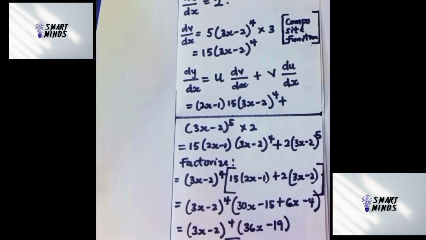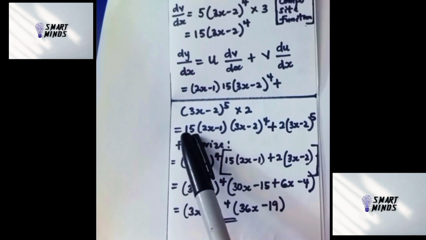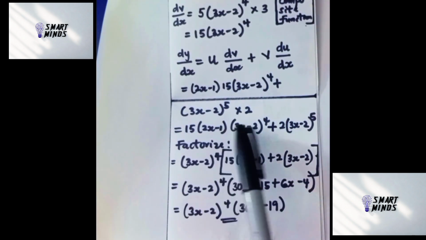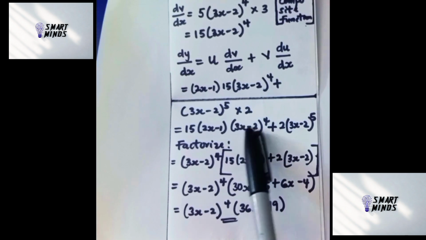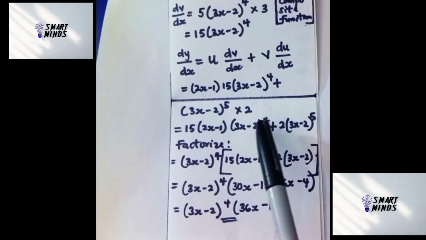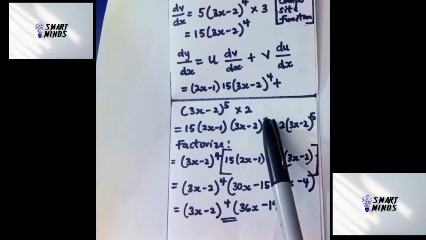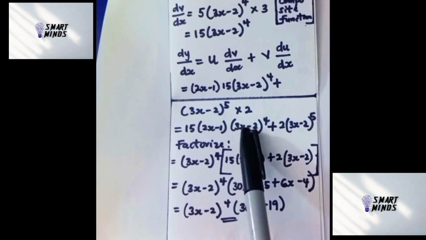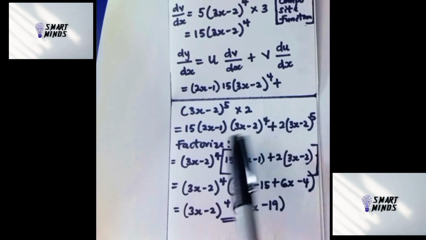So we can now factorize. By factorizing, you look at this carefully: something is common. You can see that this bracket is common to them, but they have different powers. So I'm going to pick the lowest power. The lowest power between 4 and 5 is 4. So I have to bring out (3x minus 2) raised to power 4 as a common factor.